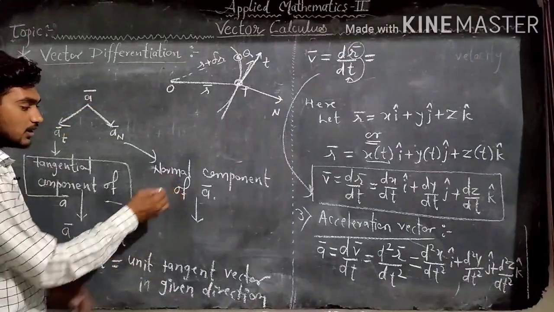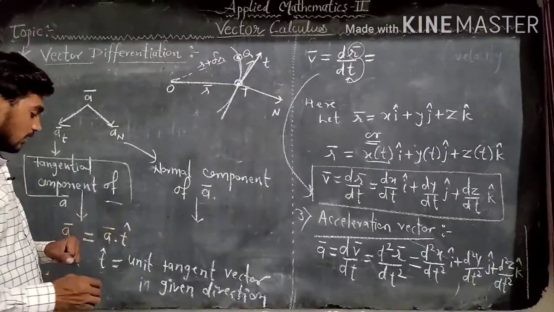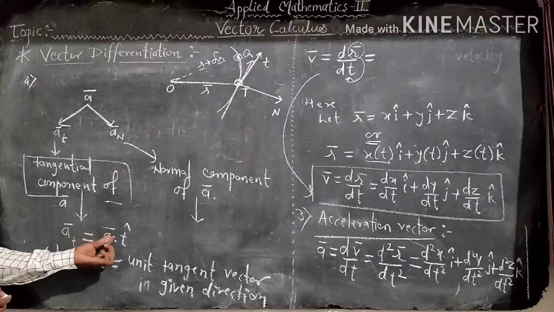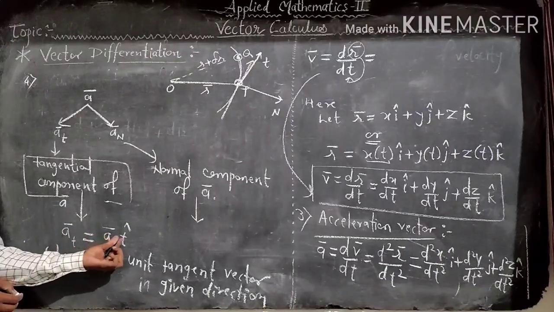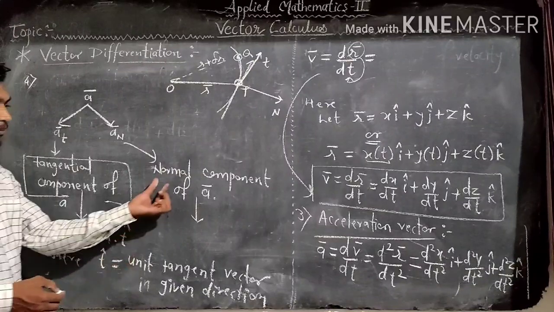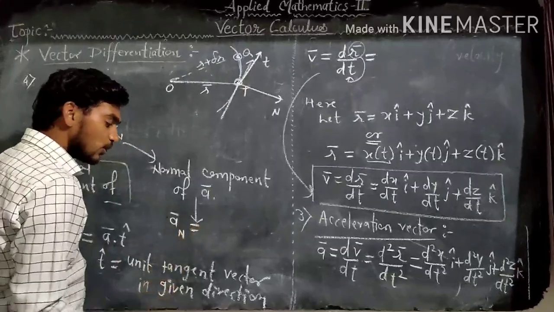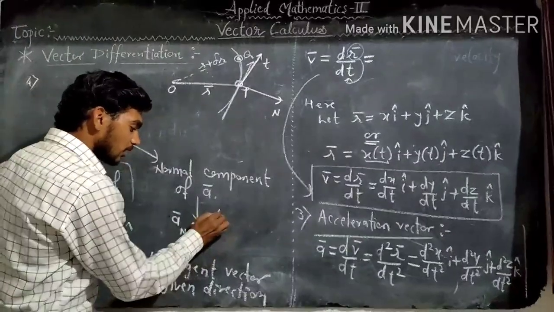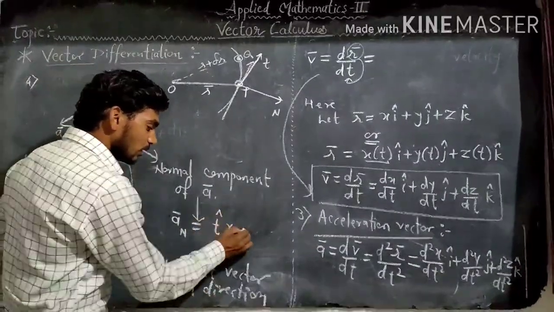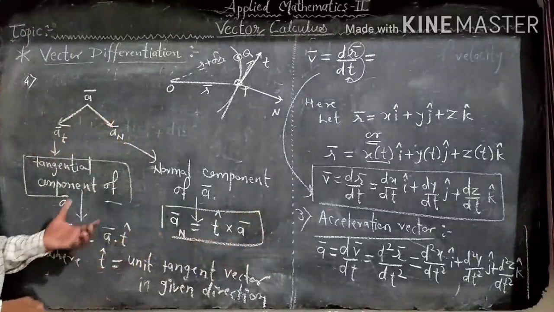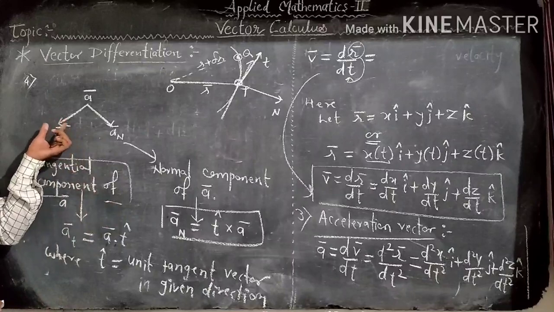Now let us see the formula of normal component. The tangential component is equal to dot product of vector a and unit tangent vector t, but a normal component, that is an, is equal to cross product of unit tangent vector with vector a. So these are two important formulas to find the components of acceleration.